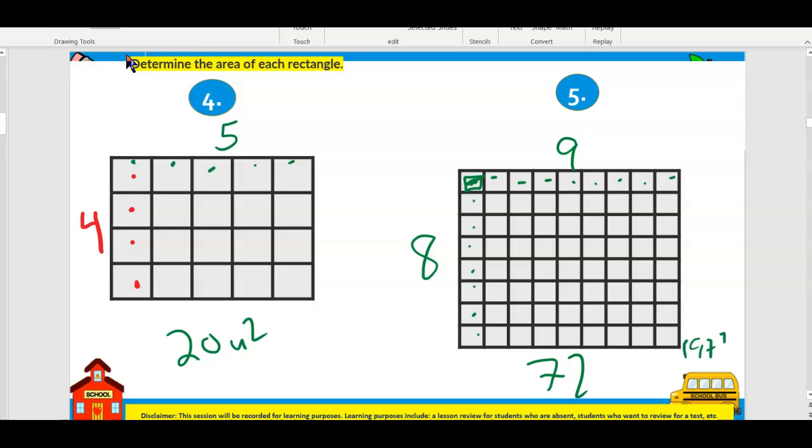But 72 what? Units squared. If each one of these represented an acre, we would have 72 square acres. Pretty cool, huh? Okay, next.